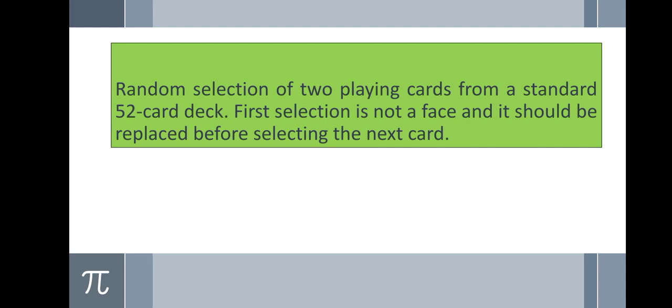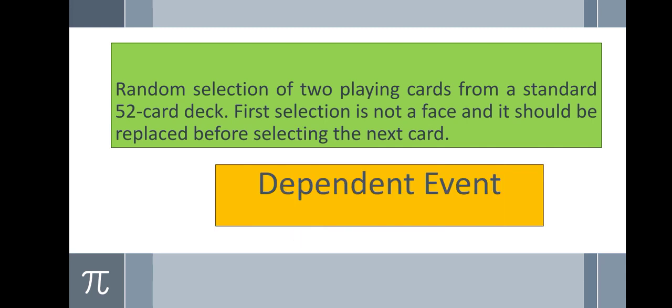Now, going back, the first selection is not replaced. When we talk about the cards, we're looking at ace, 2, 3, 4, 5, 6, 7, 8, 9, 10, either club, heart, diamond, or spade. Second, it should be replaced, so we will place again the first selection before selecting the next card. Is there any effect on that? Yes, there is. This is an example of dependent event because of the word replaced.